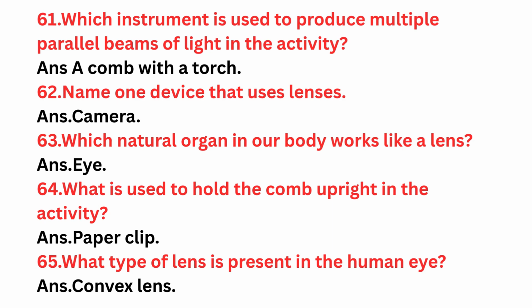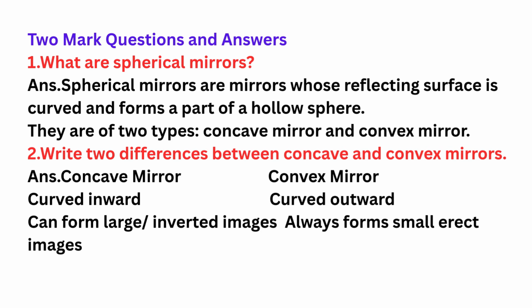Question number 62. Name one device that uses a lens. Answer. Camera. Question number 63. Which natural organ in our body works like a lens? Answer. Eye. Question number 64. What is used to hold the comb upright in the activity? Answer. Paperclip. Question number 65. What type of lens is present in the human eye? Answer. Convex lens. Next, two more questions and answers.